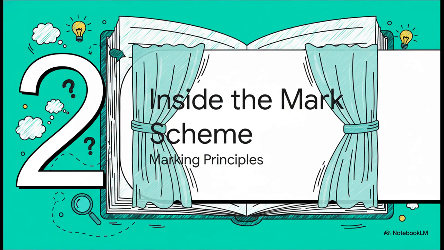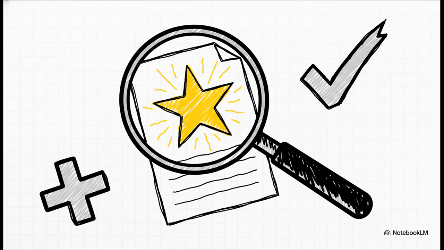Moving on to Section 2, inside the mark scheme. Let's pull back the curtain a bit and reveal the secret rules of how your paper is actually graded. I really want to reassure you with this crucial piece of knowledge. Examiners mark positively. Seriously, marks are absolutely not deducted for errors or omissions. They aren't sitting there with a red pen hunting for mistakes to penalize you. Instead, they are actively looking to reward you for what you know and what you can do.